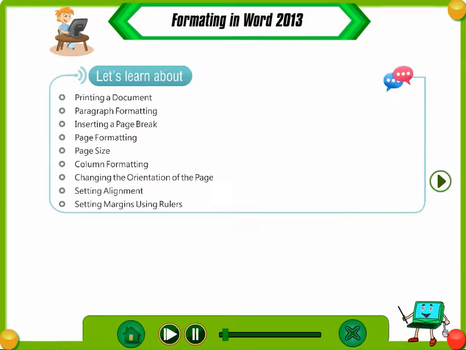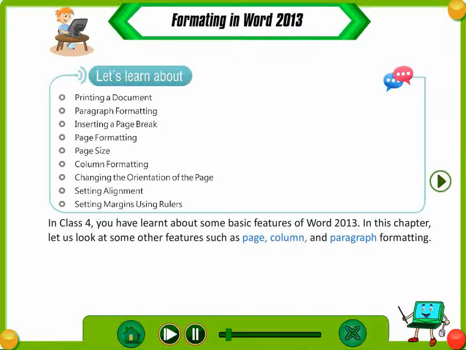Formatting in Word 2013. Let's learn about printing a document, paragraph formatting, inserting a page break, page formatting, page size, column formatting, changing the orientation of the page, setting alignment, setting margins using rulers. In class 4th, you have learned about some basic features of Word 2013. In this chapter, let us look at some of the features such as page, column and paragraph formatting.